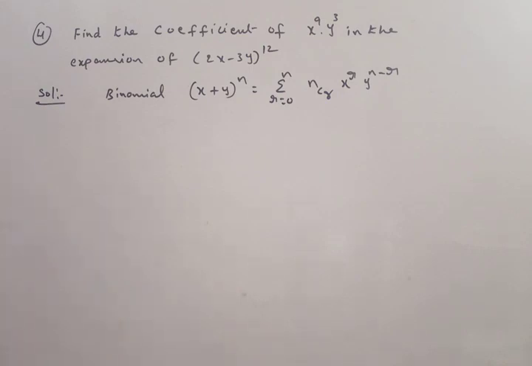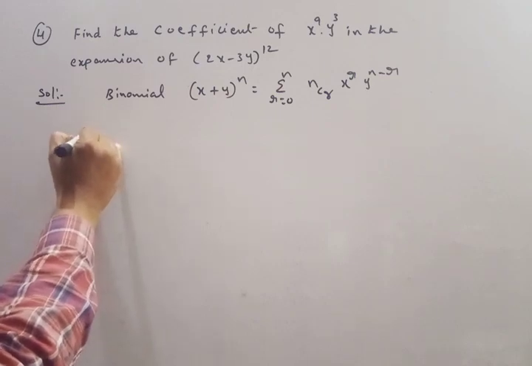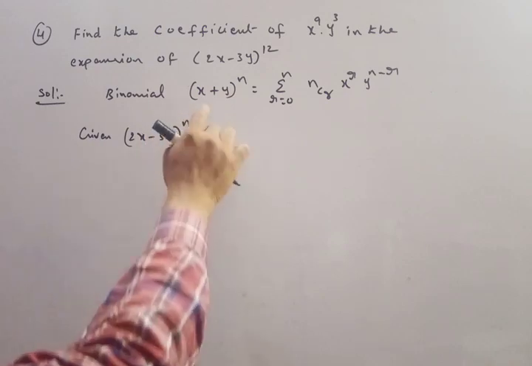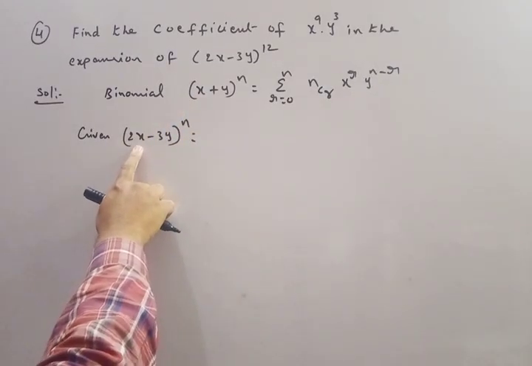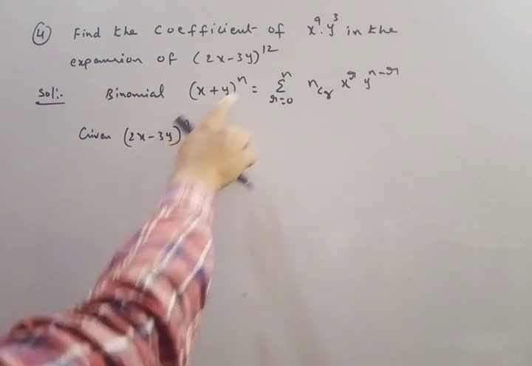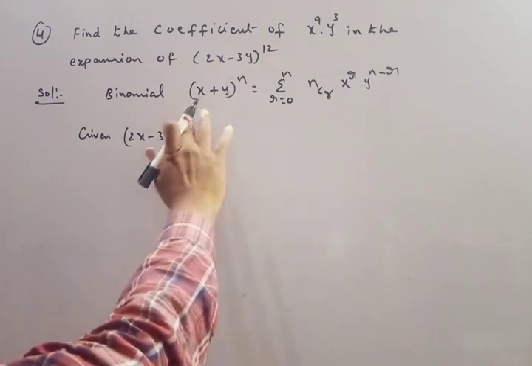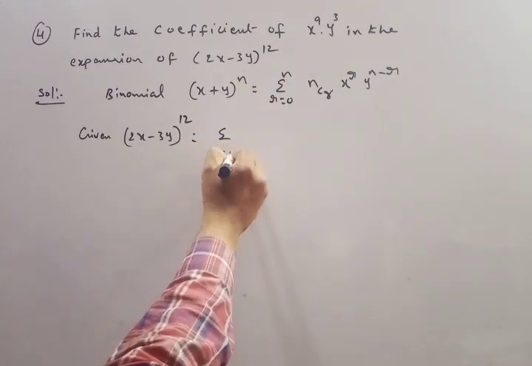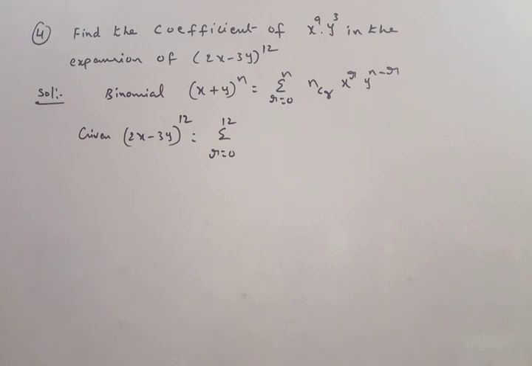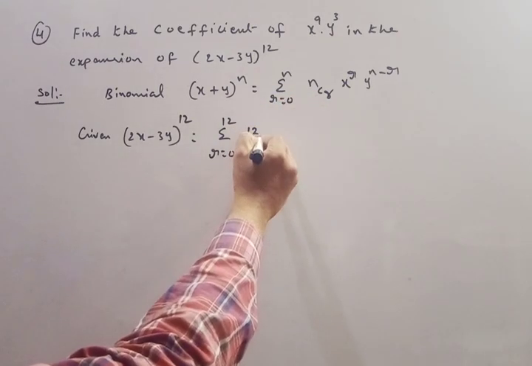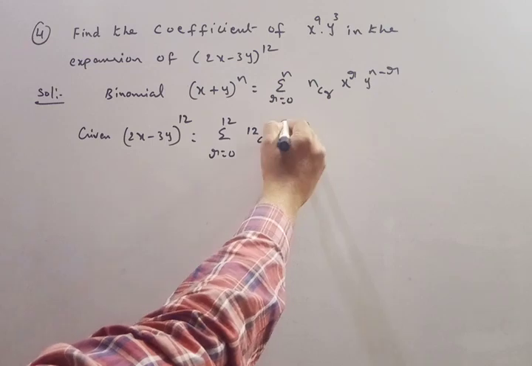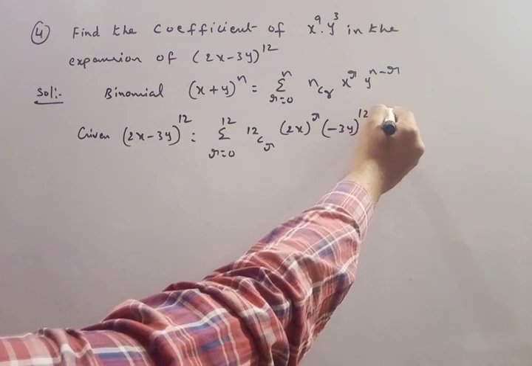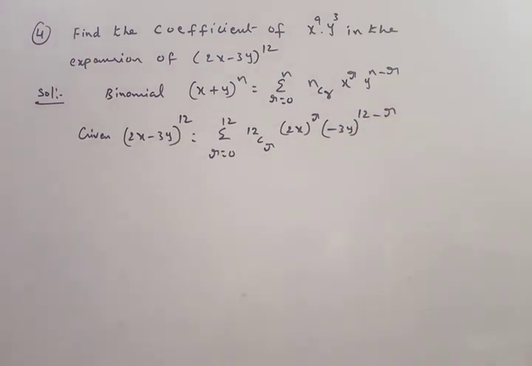Okay. Now, what is given here? Given is (2x minus 3y) whole power n. Correct. So if I compare, in place of x how much do we have? 2x. In place of y I have minus 3y, and in place of n how much do we have? 12. Correct. So using this, I am substituting r is equal to 0 to n, where n is 12. So 12Cr, x is 2x power r, and y is minus 3y power 12 minus r. Clear? Now which coefficient is he asking?